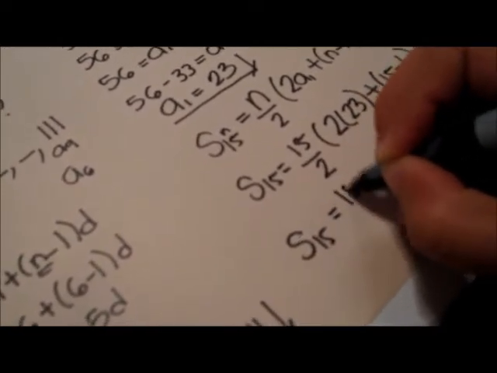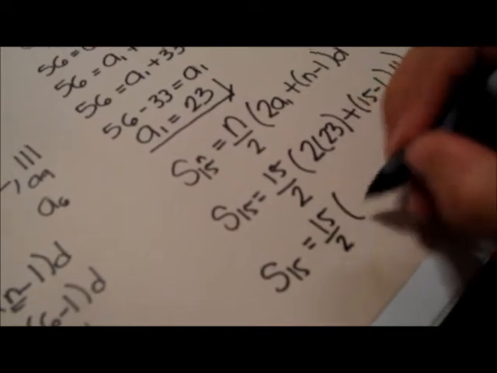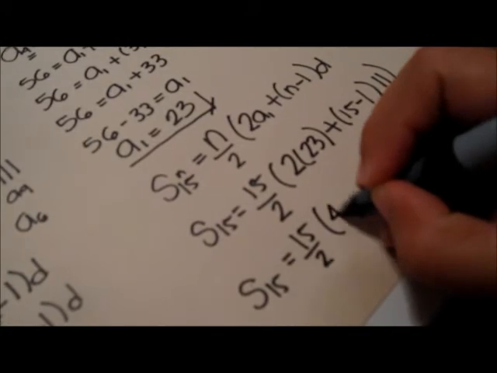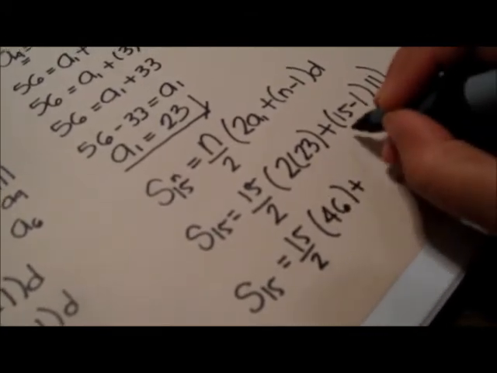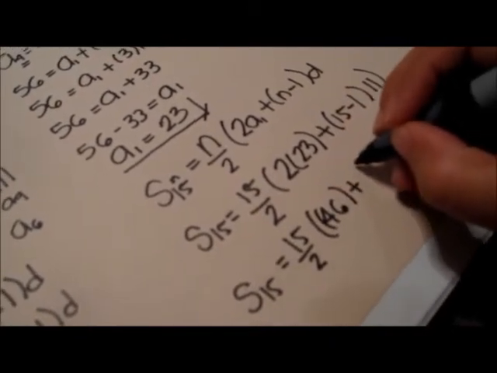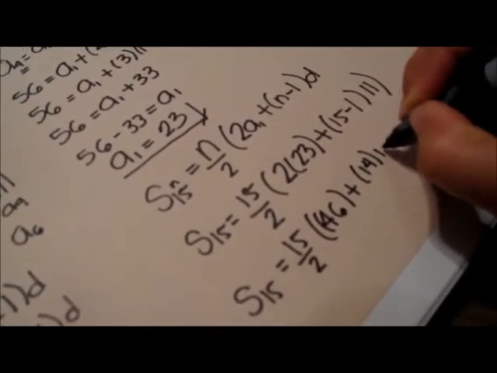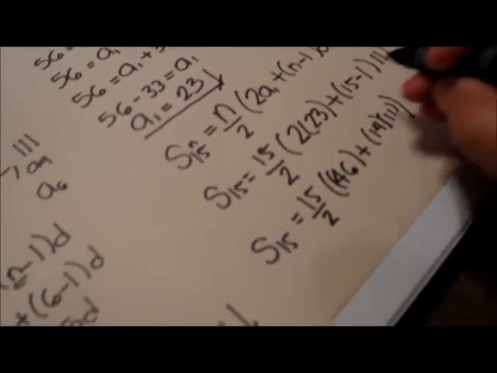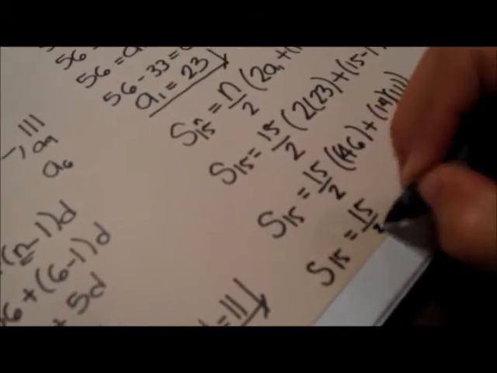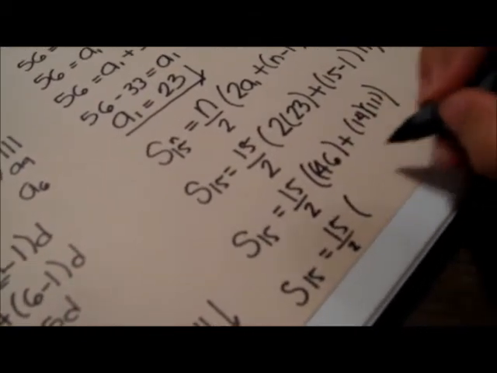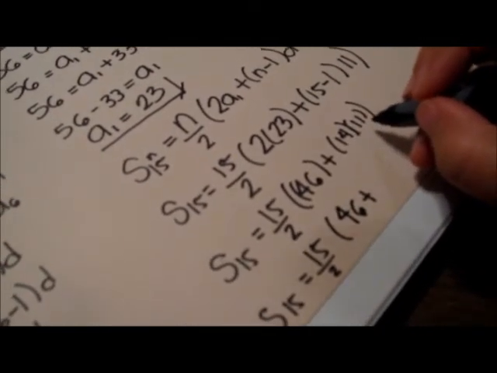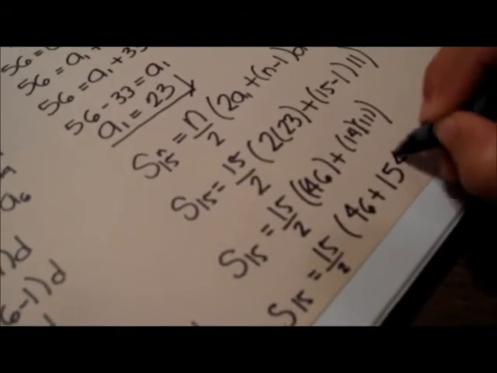S15 equals 15 divided by 2 times, we need to follow PEMDAS to solve this one. 2 times 23 equals 46, plus 15 minus 1 is 14. I will need to use another parenthesis: 14 times 11. So S15 equals 15 divided by 2, then 46 plus 14 times 11 equals 154.